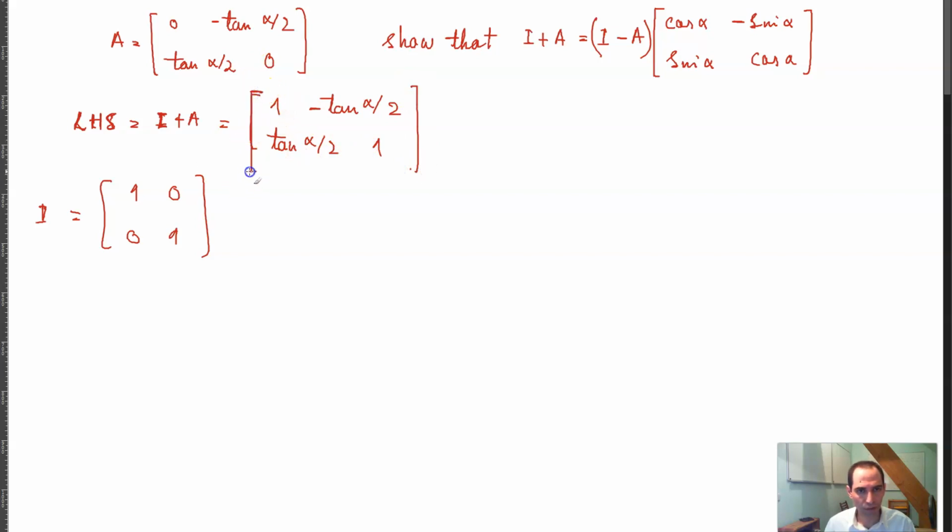So you would get this matrix here. That is I of I plus a. Now the RHS of this equation is basically, well, the RHS, and here you have I minus a. So let's calculate I minus a first, and then we will get to the RHS.